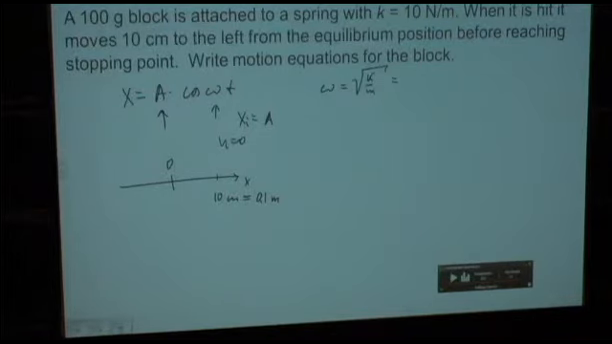So 10 over 0.1. Because again, we can't use grams. 10 over 0.1 is 100. Square root of 100 is 10. 10 what? Radians per second. If we're using the international system of units, everything automatically has the correct unit. So now we can finish our equation.